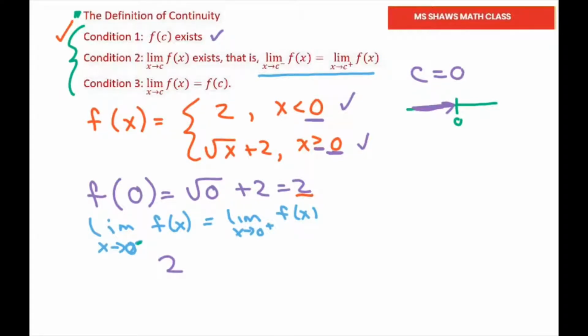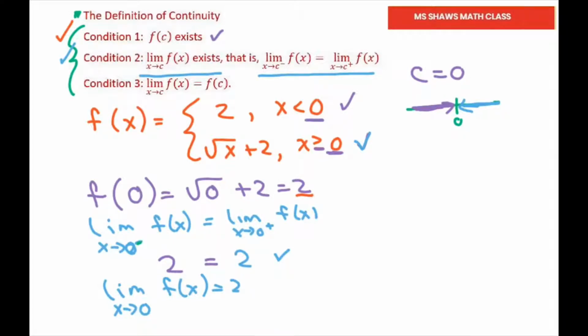That means all numbers less than 0 is going to be 2. So that's just 2. Now, for all numbers greater than 0, as it approaches, that means from the right, that means all positive numbers. So I have to use this one, and we already did that one, and that equals 2. So they do equal each other. Since they equal each other, then our limit exists. That means the limit as x approaches 0 of f of x equals 2 because they match. So condition 2 is satisfied.